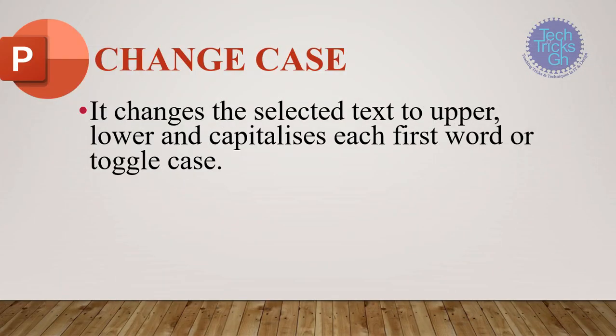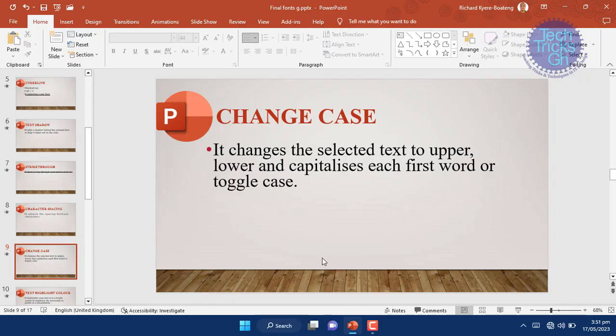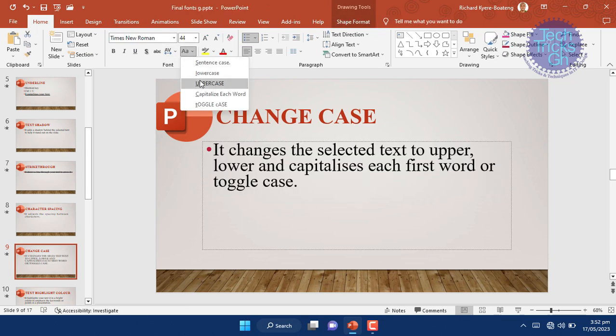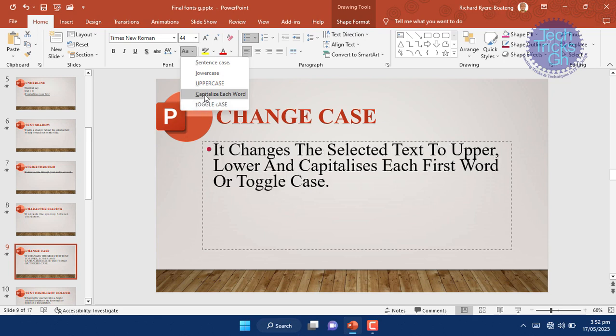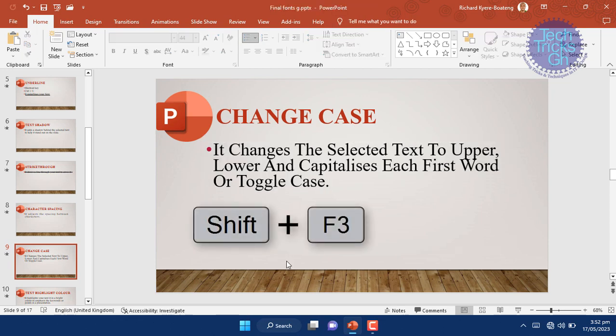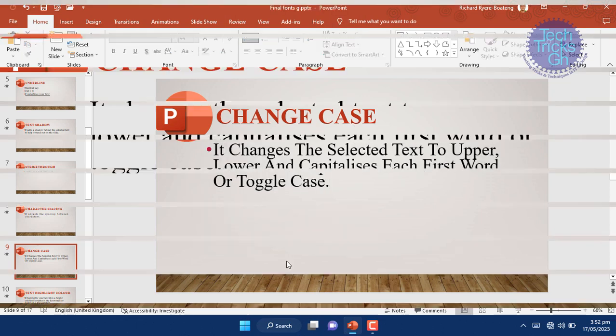Change case. It changes the selected text to upper, lower, capitalize each first word, or toggle case. To use this command, select or highlight your text and click the change case command. From the list, select your preferred case to apply the right case to the text. You can press Shift+F3 to obtain the same goal.